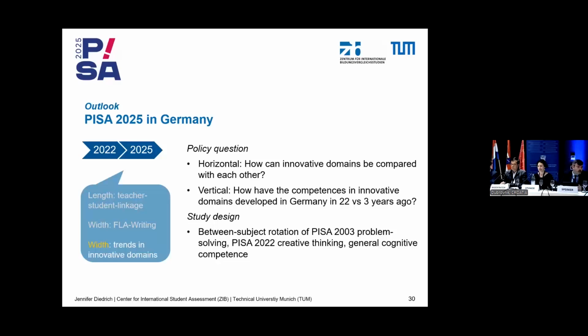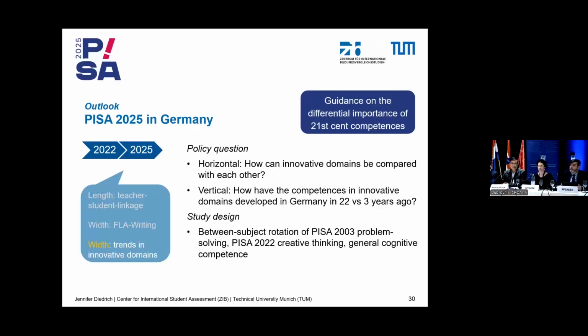And the study that's dearest to my heart: the innovative domains up to now have only been tested once. I was interested in how the innovative domains compare amongst themselves, horizontally, and also how they compare over time, vertically. Due to budget and other reasons, we will do this for 2025 only for PISA 2003 problem solving and PISA 2022 creative thinking, so the earliest and the latest innovative domain, but we'll assess them additionally in Germany. We expect some guidance on the differential importance of the 21st century competencies from that study.